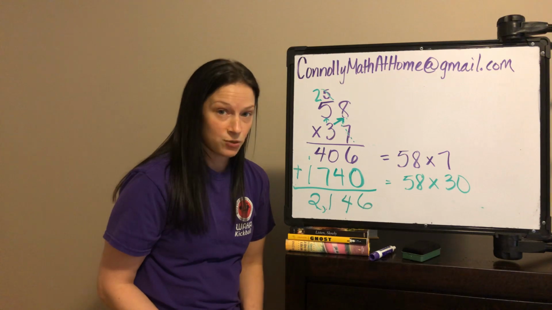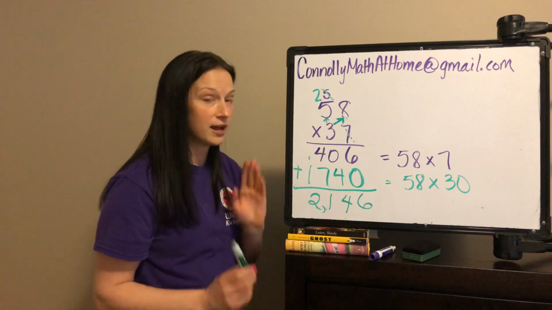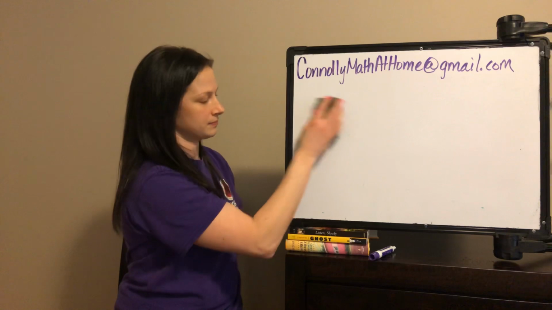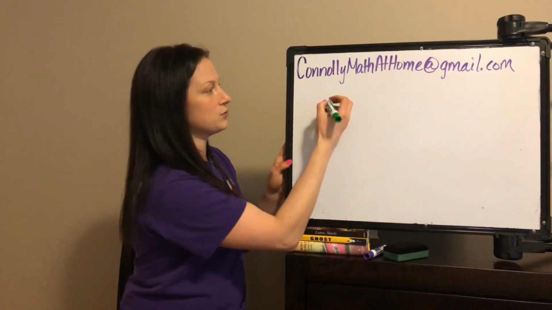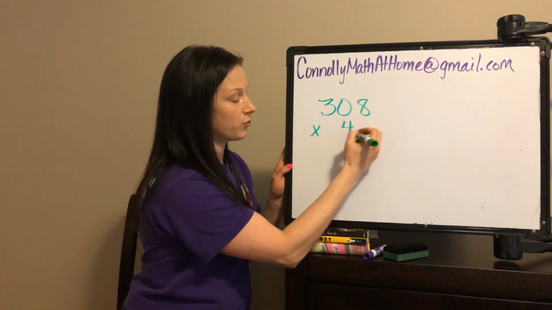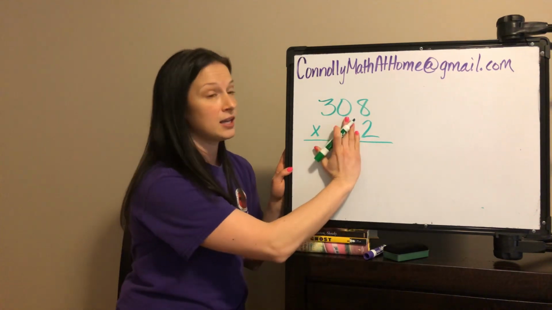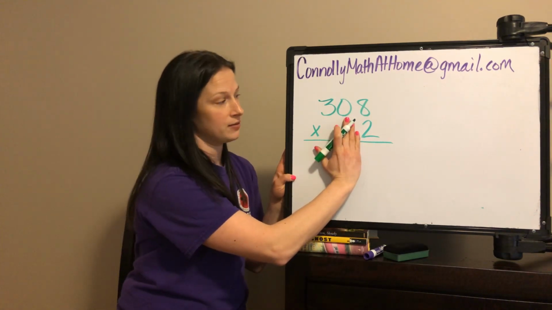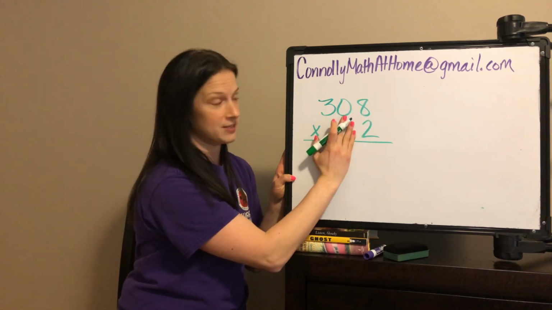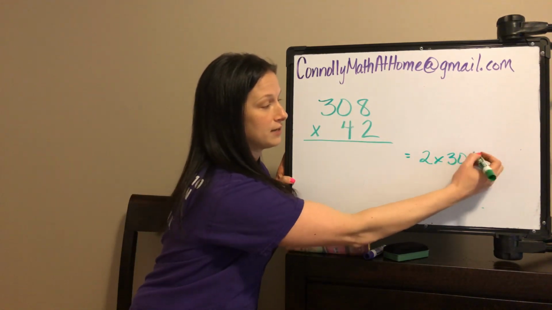If it's 3-digit by 2-digit, we're going to do the same thing. We're just going to extend our steps to the next one. I'll do one example of that because I think it's important. Let's do 308. I'm sneaking a 0 in there because that's where kids get confused, times 42. So what this first step is going to represent is 2 times 308. First we're going to do 2 times 8. Then we're going to do 2 times 0 groups of 10, then 2 times 300. So this step stands for 2 times 308.